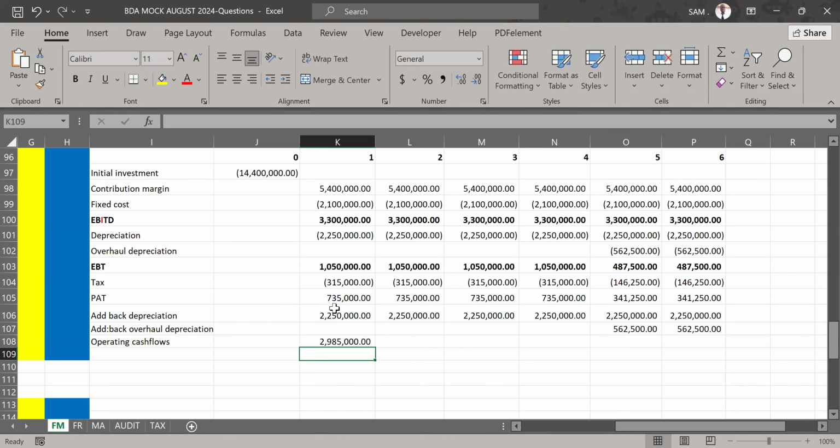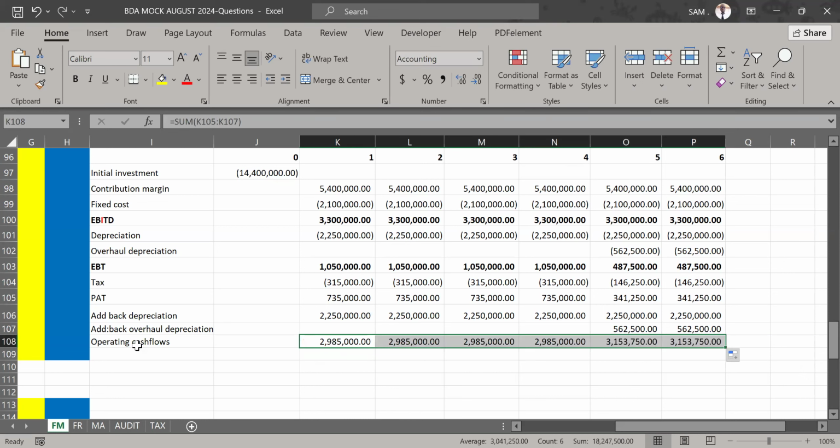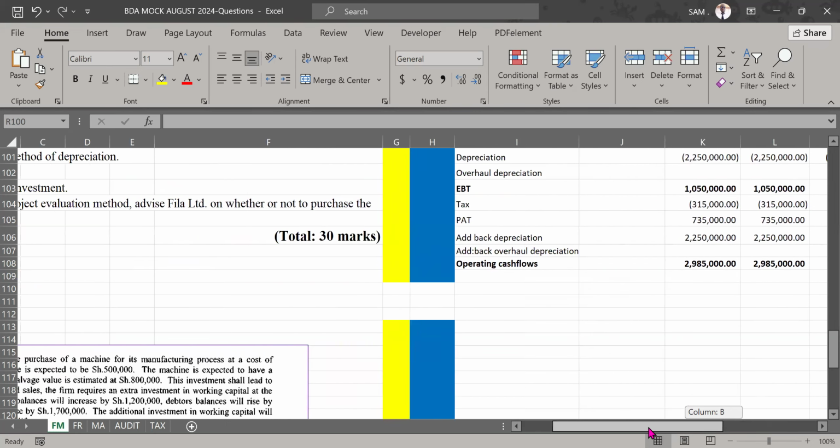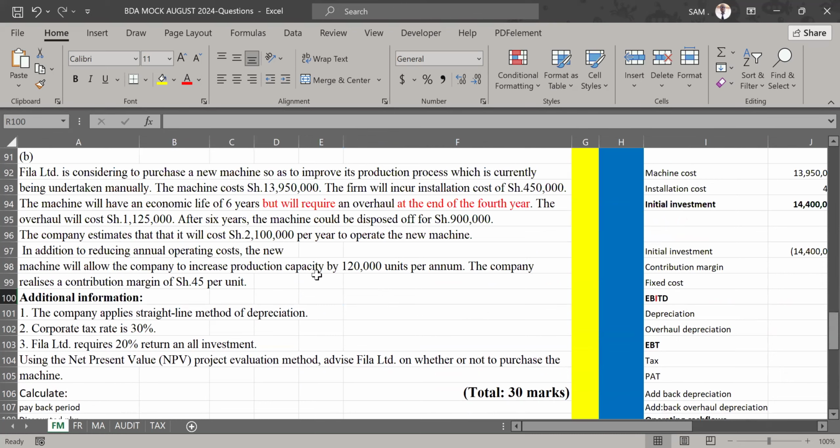And I'm having my operating cash flow 2985 for year 1. Then I drag it to year number 6 like that. Those are the operating cash flows. Let me just highlight. Now from there, we want to look at the overall perspective of our cash flows. We've already taken care of this tax. We've already taken care of depreciation. We are looking at our cash flows. What else is going to affect our cash flows? Are we going to spend, or is there any money that will come in before we close the useful life of the machine? Let us go back to the question and look at it.